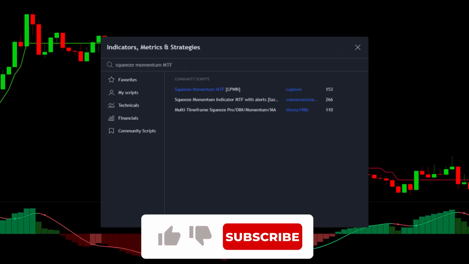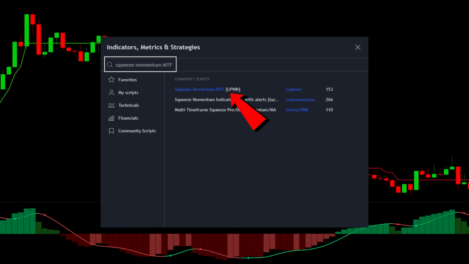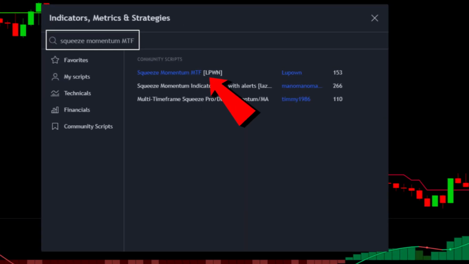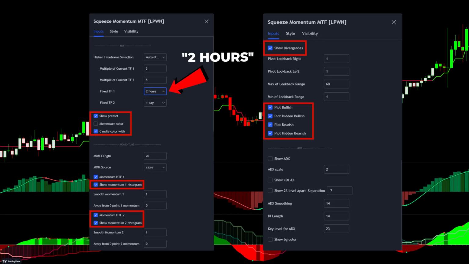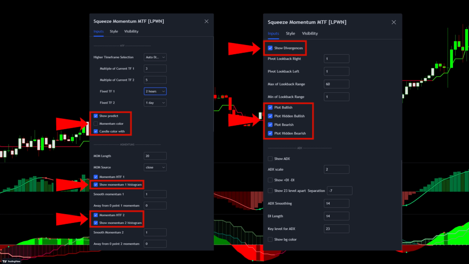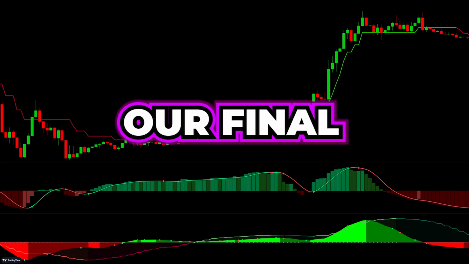Finally, open the Indicators tab and type Squeeze Momentum MTF. Then, choose this indicator created by Lupone. Next, open the settings, and change fixed TF1 to 2 hours, and disable the following points. Before we adjust other variables, let's take a look at our final confirmation.